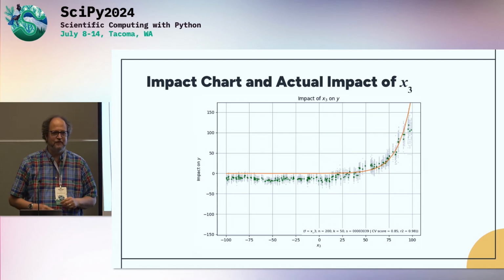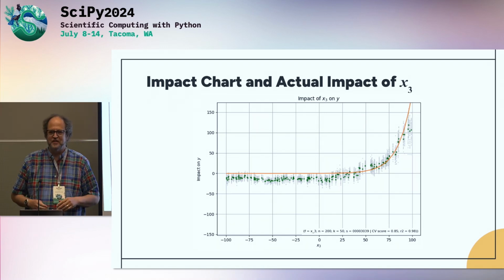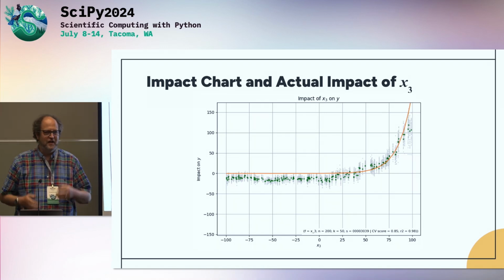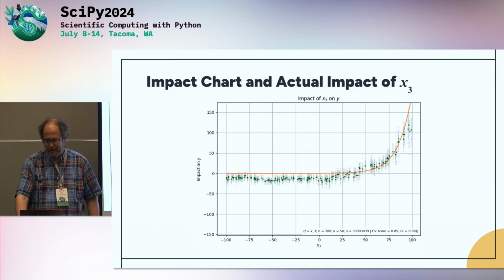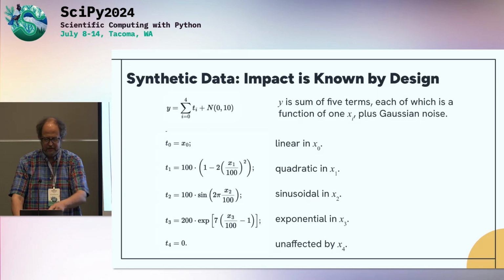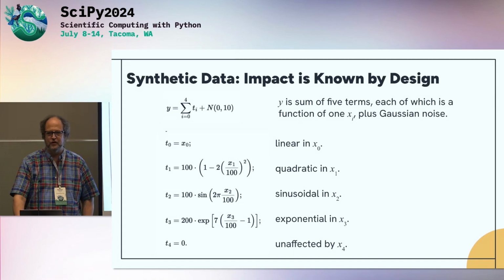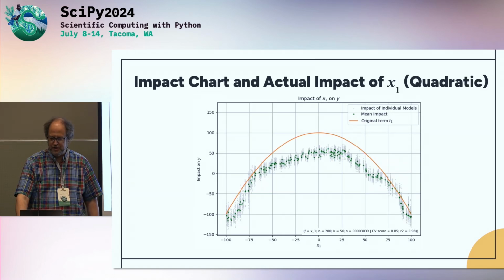So this is that very first impact chart I showed you before, but I've overlaid on top of it, with the orange line, what the actual data was. So you can see that, at least in this synthetic case with these embedded Easter eggs, it found exactly what I put there. Same thing for a linear one. I forgot to mention there's also some Gaussian noise added to the whole thing. But for the linear one, I get a pretty good job.